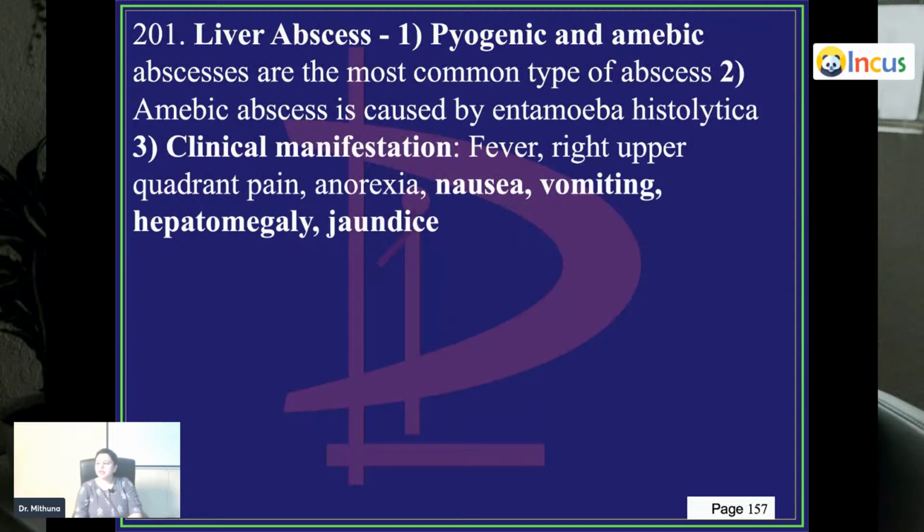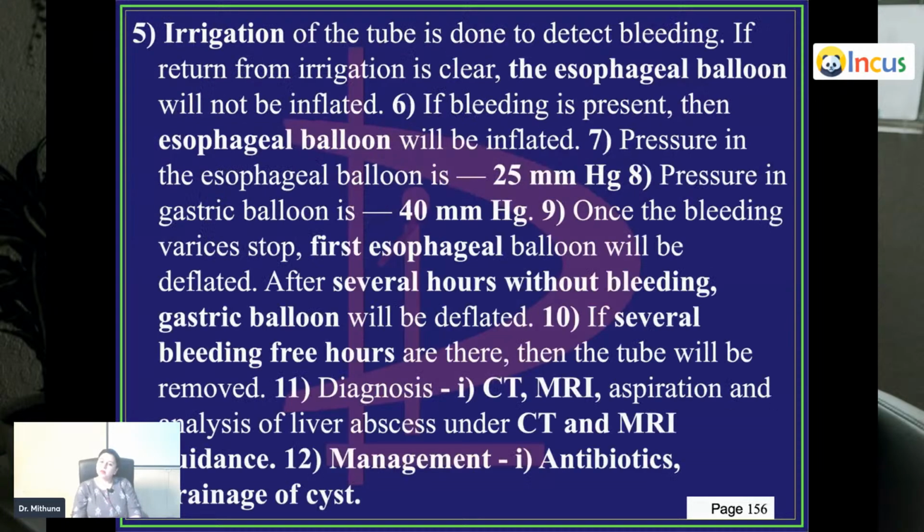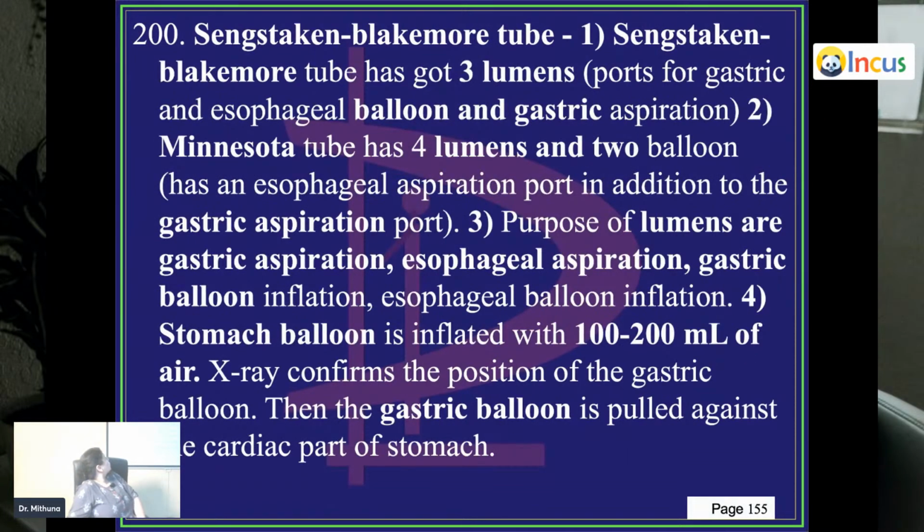So we'll just finish this Sengstaken tube and I'll take up the remaining part tomorrow. So what is there in the Sengstaken Blakemore tube? Sengstaken I already showed you. It has 3 lumens. There are 3 lumens. Okay. You have ports for gastric. You have one port for gastric, one port for esophagus.